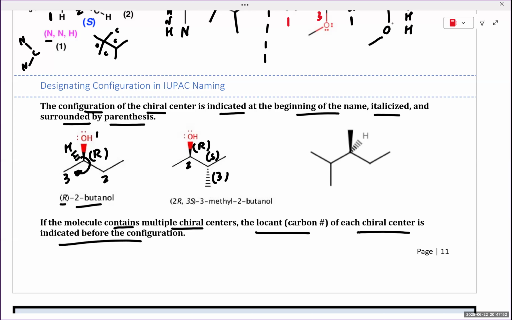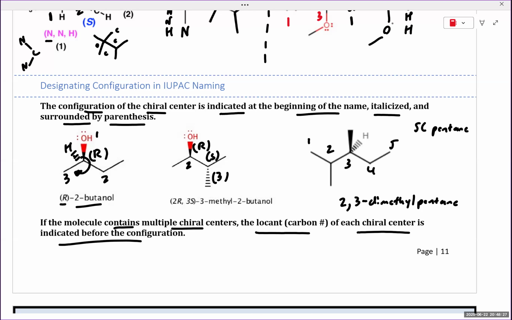Let's try to name this compound. In this case, 1, 2, 3, 4, 5. We have a methyl group at positions 2 and 3. This is 5 carbons, so this would be pentane. So using what we've learned from all the way back in chapter 3, this would be 2,3-dimethylpentane.